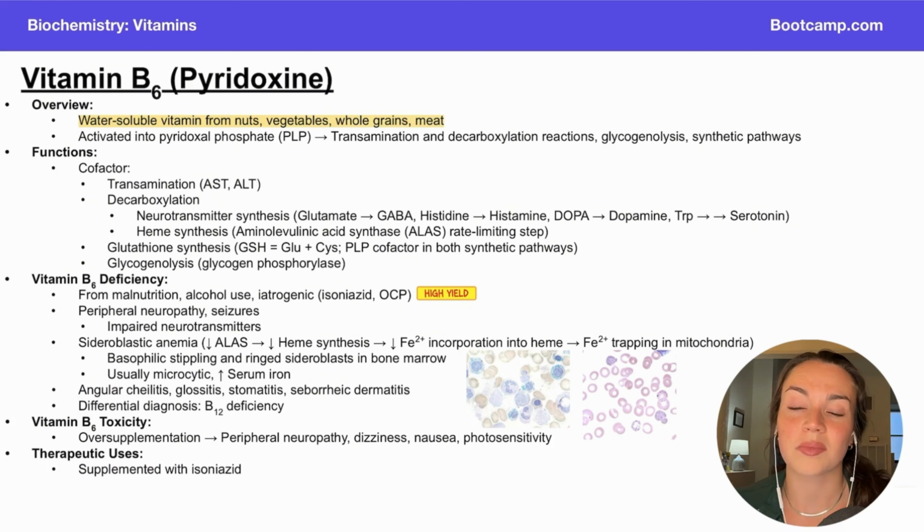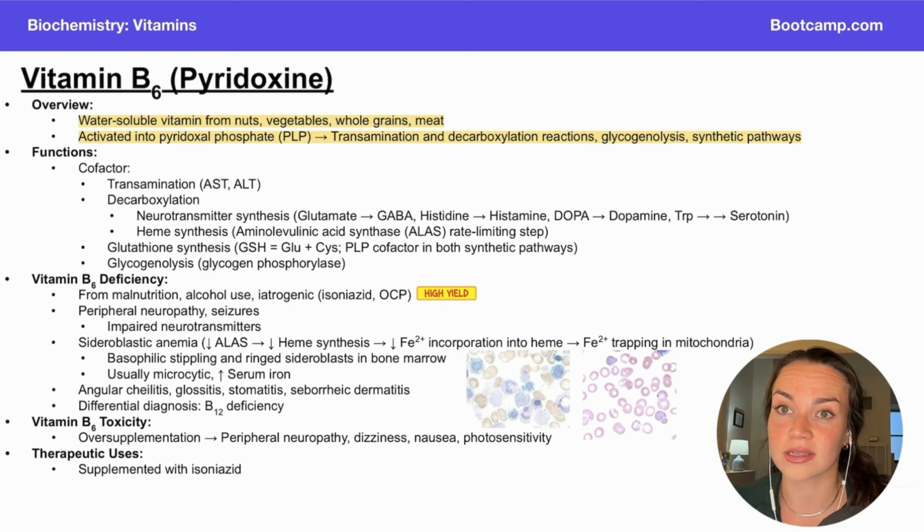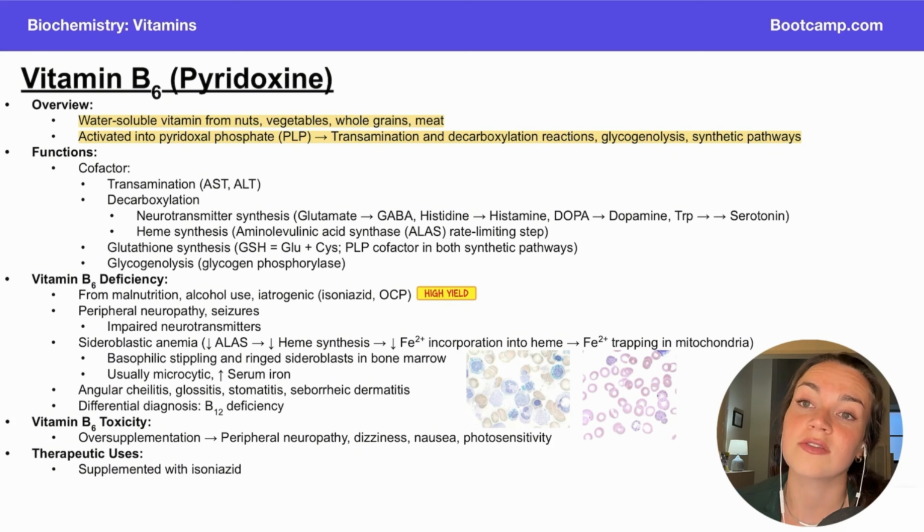Now, the important thing about vitamin B6 is that it is activated into a form called pyridoxal phosphate, or PLP. And PLP is critical. It shows up everywhere throughout the body as a cofactor for transamination reactions, decarboxylation reactions, glycogenolysis, and synthetic pathways. If you've been following along chronologically throughout this unit, we've encountered many of these reactions already and we'll be revisiting some of them in this video. So let's jump into some of those functions of vitamin B6 and its active form PLP.